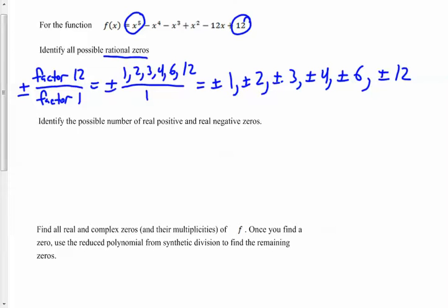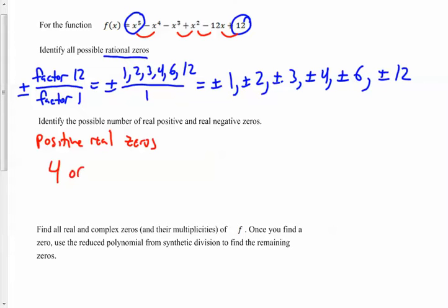If we want to find the number of real positive and real negative zeros, we can use Descartes' rule of signs. Descartes' rule of signs says we're looking at the sign changes when we're looking at the positive real zeros. We want to look at the sign changes of f of x. Well, there's one between x to the fifth and negative x to the fourth. There's another one from negative x cubed to x squared, from x squared to negative 12x, and from negative 12x to positive 12. So this gives us the maximum number of real positive zeros, but we could also have complex roots. So we want to subtract off even numbers from this.